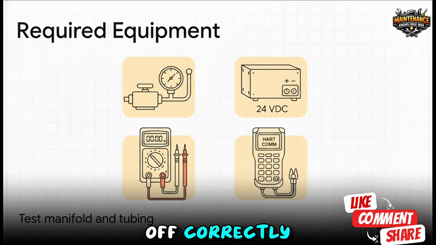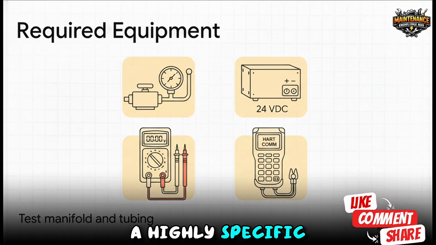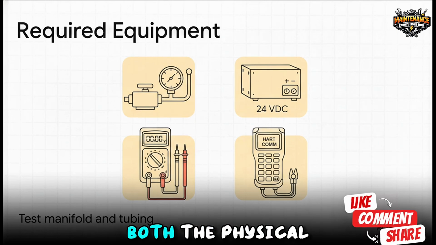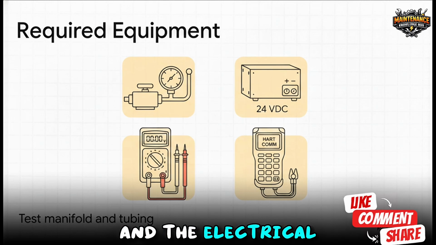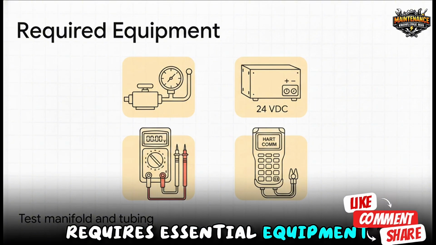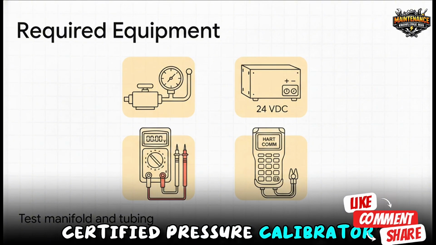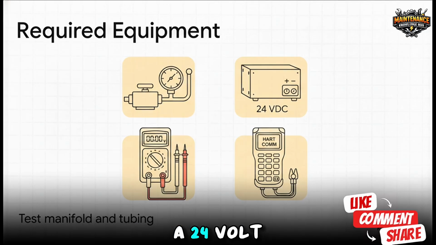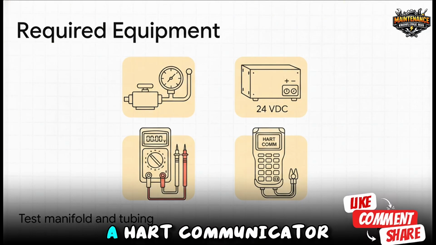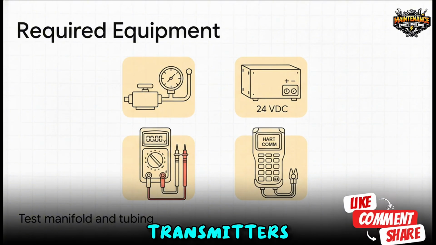To pull this off correctly, a technician needs a highly specific toolkit. They have to isolate the instrument and precisely measure both the physical pressure going in and the electrical current coming out. A typical calibration setup requires essential equipment, things like a certified pressure calibrator to simulate that pressure, a 24-volt DC power supply, a precision multimeter, and very often a HART communicator for those smarter transmitters.